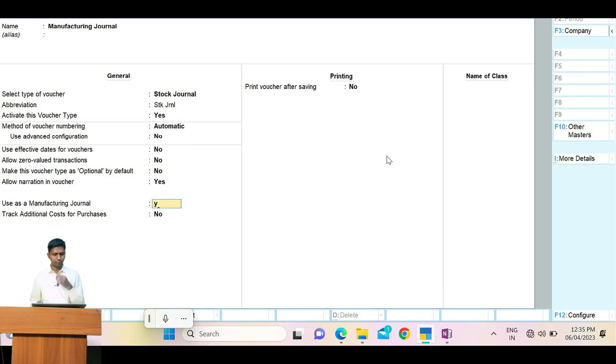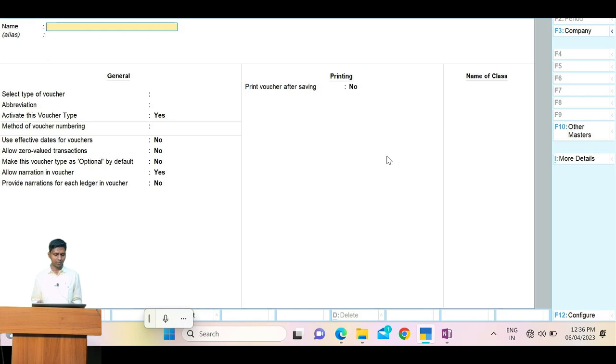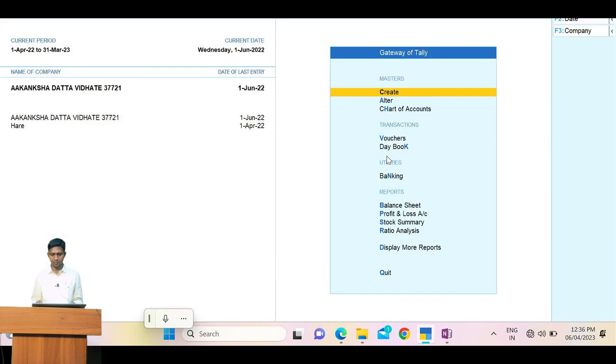important. Use as manufacturing journal, say yes, and then use additional cost, track additional cost of purchase if you want. That means in that manufacturing process, if you want to allocate some cost, then you can allocate additional cost. But right now we are not interested. Print, nothing extra is needed. Accept it. We have created a voucher type successfully.